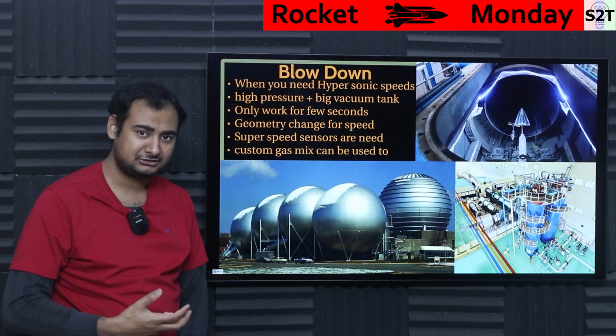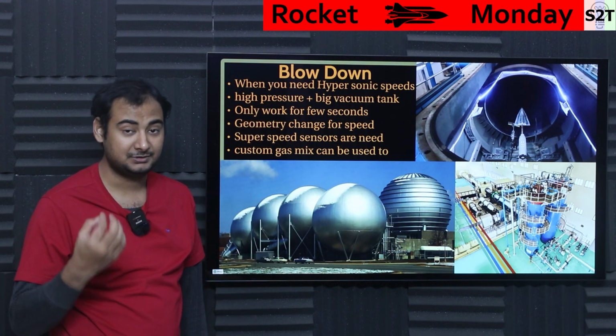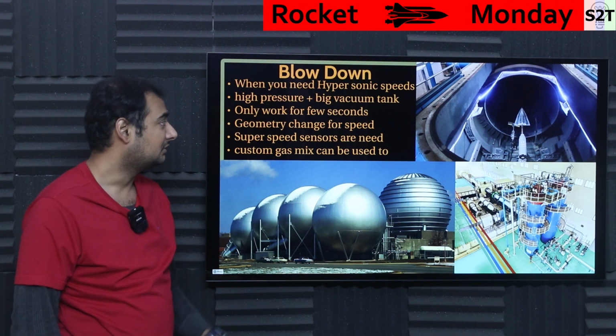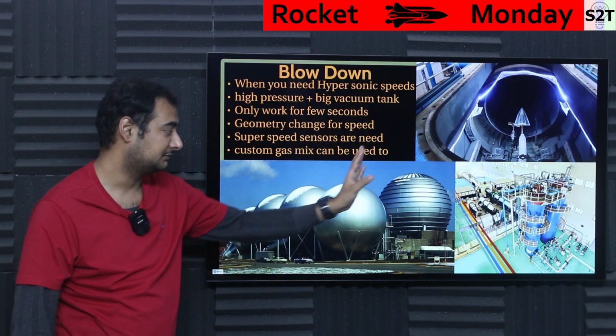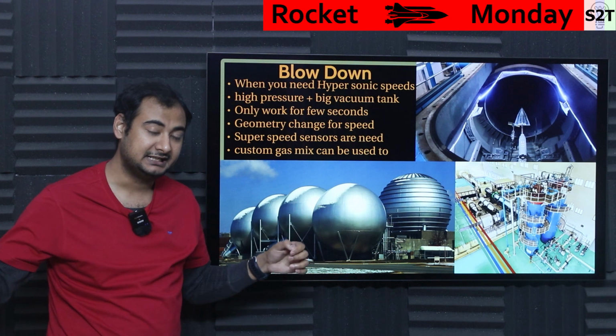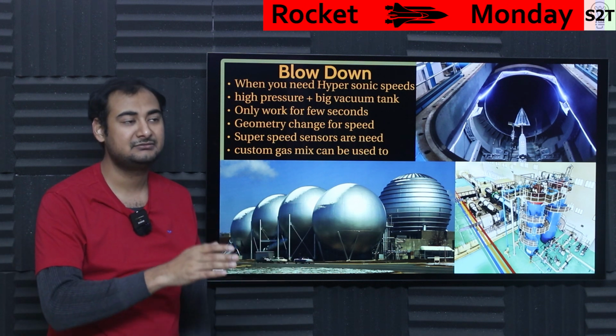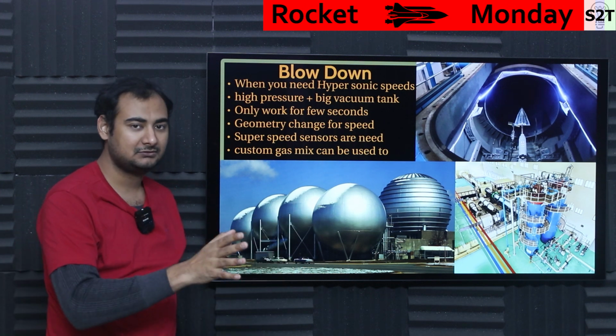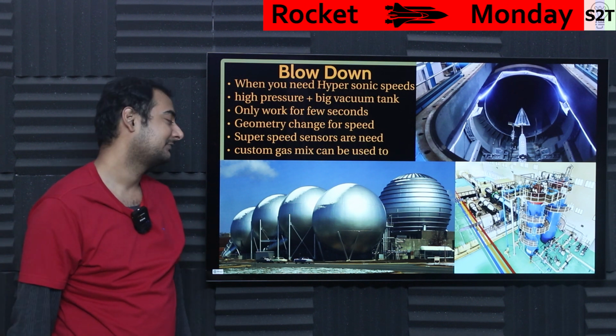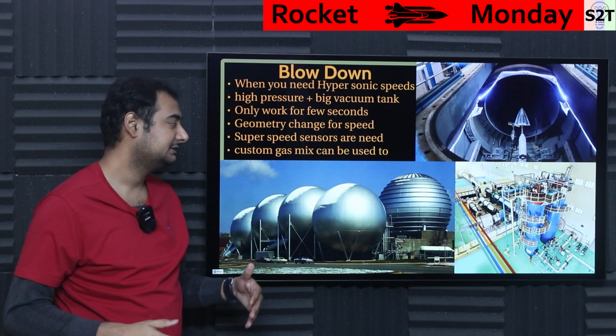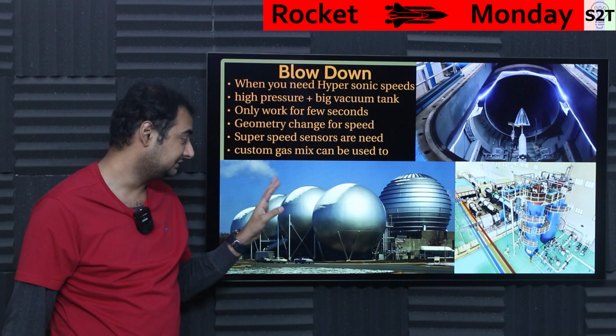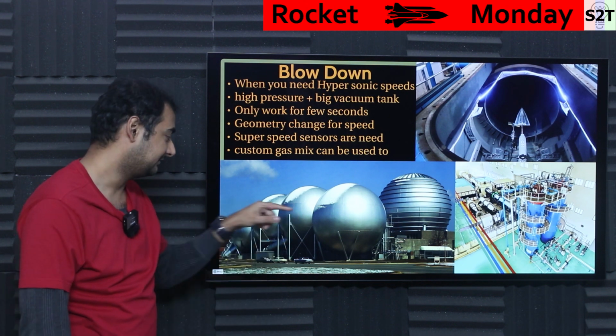Now, if you directly try to dump it, it's gonna give hypersonic for a few pulses and voila, gone. So you also need a big vacuum tank, meaning you have a positive pressure and a negative pressure, then only hypersonic flow can be sustained for more than a shock wave, because a shock wave will be created and then it's like everything is normal. So you need that pulse to be hypersonic for long duration. You need a vacuum negative space also, and that's why these have giant balls.